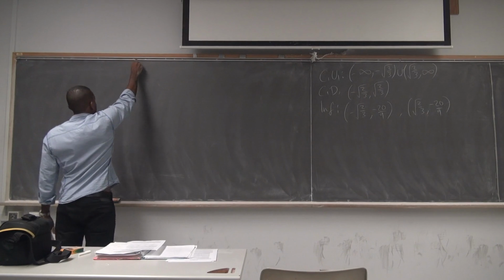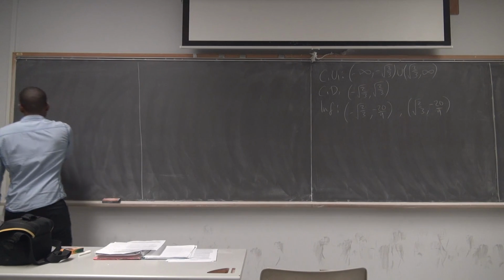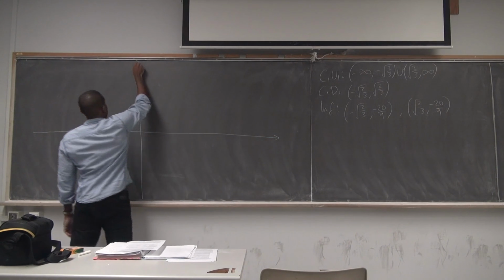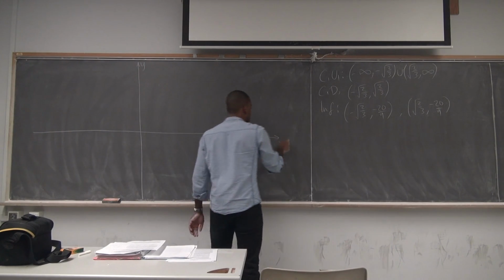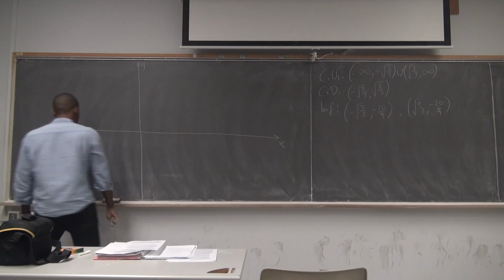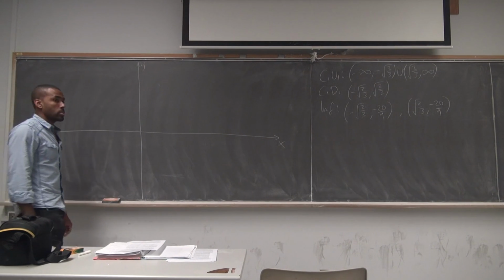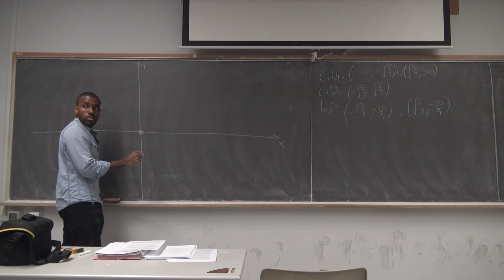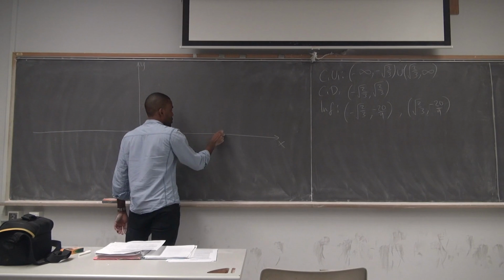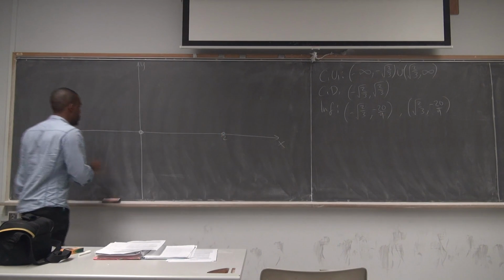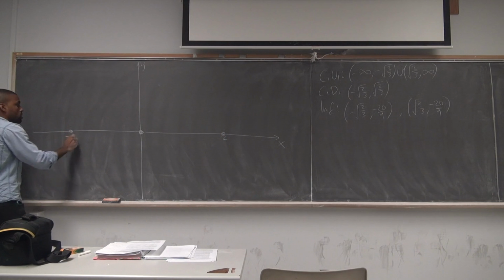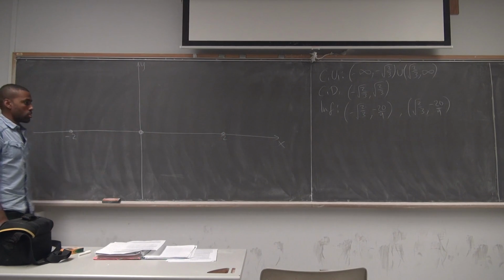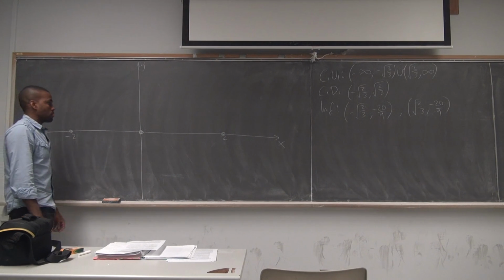So now let's graph this. We're going to put in all the features that we had from the previous steps. So, intercepts. What were the x-intercepts? 0, 2, and negative 2. Yeah. So I plot those points. The y-intercept was just 0. That's already plotted. What else do I know?